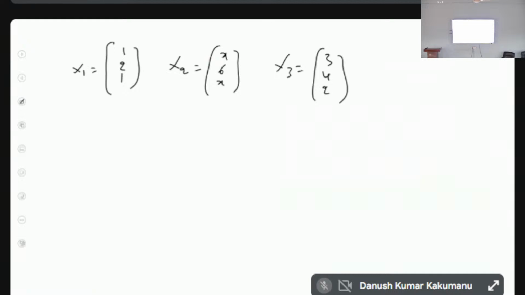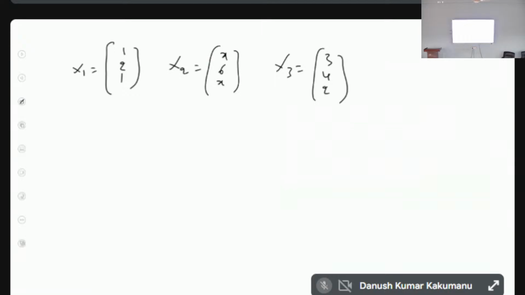What is the x value? This type of question is frequently asked. Three vectors are linearly dependent. What are the x values? This type of question is famous. They frequently ask it in the GATE exam and ESE. What is the question asking? Three vectors are linearly dependent, then what is the value of x?